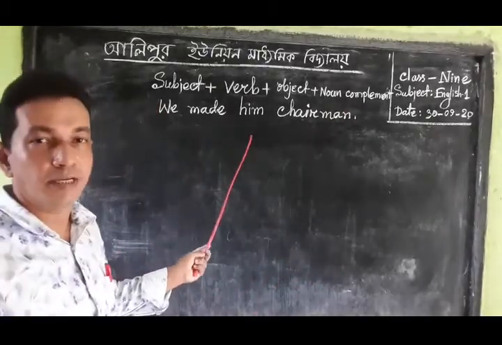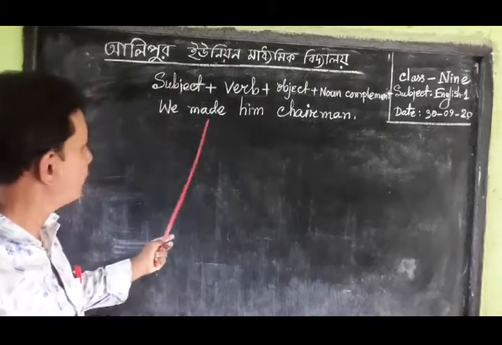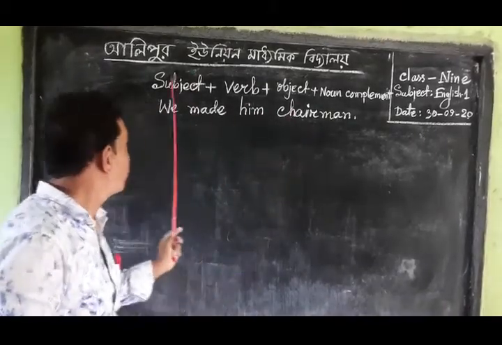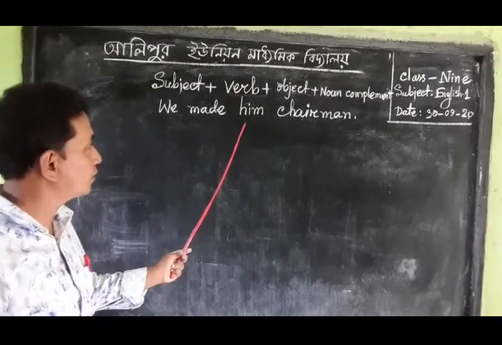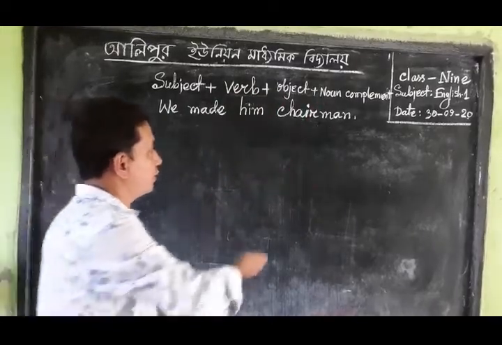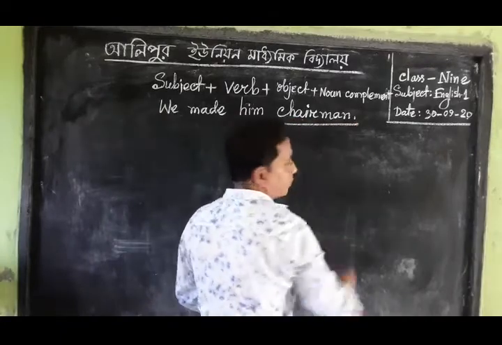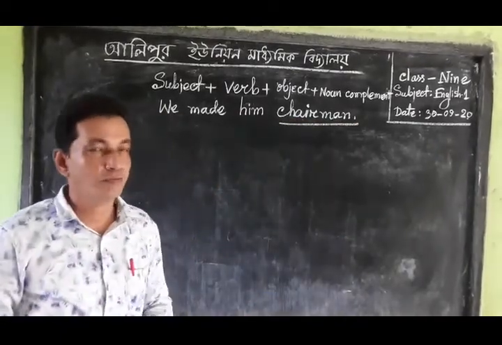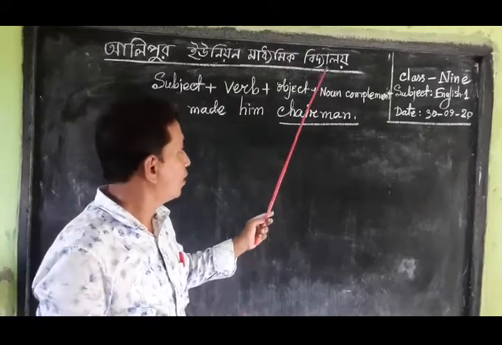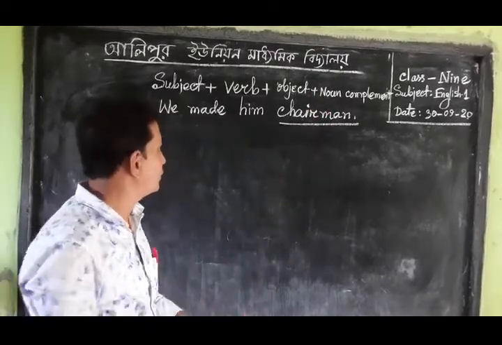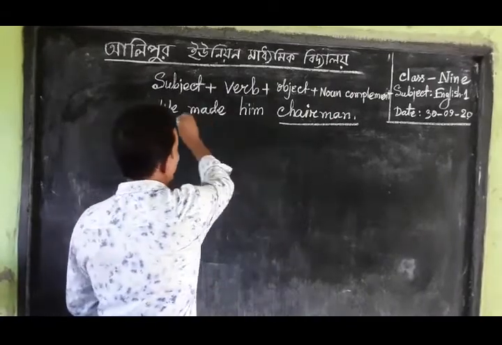We made him chairman. We is the subject, made is the verb, him is the object, and chairman is a noun complement because this is the name of a noun. Chairman is a person, and it's the name of a noun.